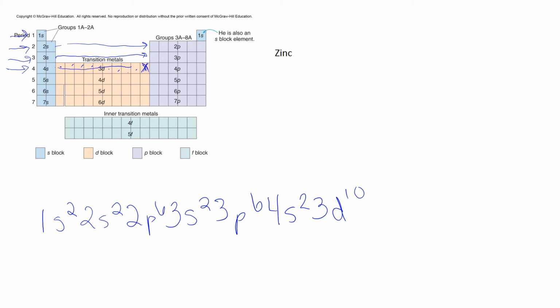If I want to go back and double check myself, I'm going to look at the atomic number for zinc, which is 30. That means it has 30 protons and 30 electrons. So all I need to do is add up. 2 plus 2 plus 6 is 10, plus 2 is 12, plus 6 is 18, plus 2 is 20, plus 10 is 30. So I've accounted for all the electrons in zinc, so I'm pretty confident that this is correct.